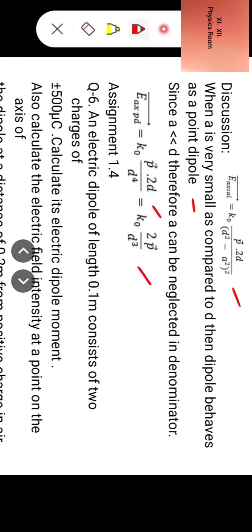So these are the two points of discussion you have to keep in mind. When A is very small as compared to D, then the dipole behaves as a point dipole, and for a point dipole, the axial field is equal to K naught P 2D divided by D cube, and is along the axis of the dipole.